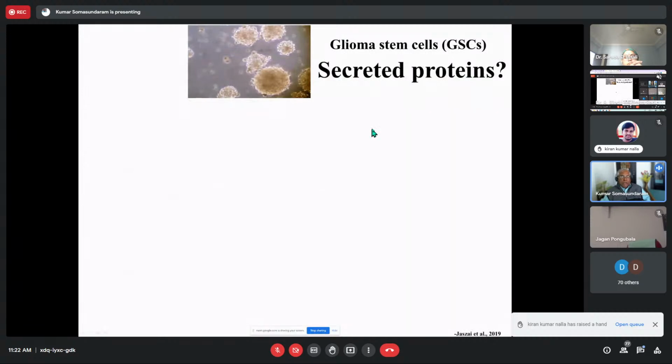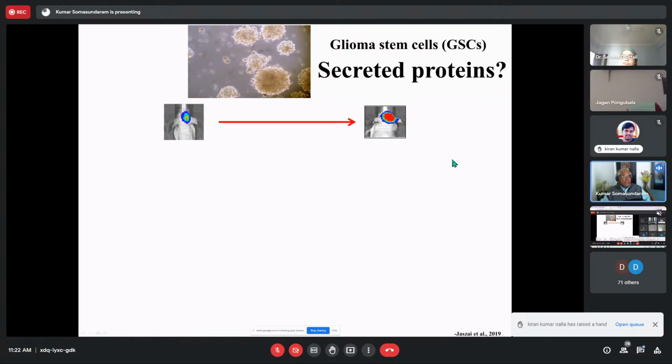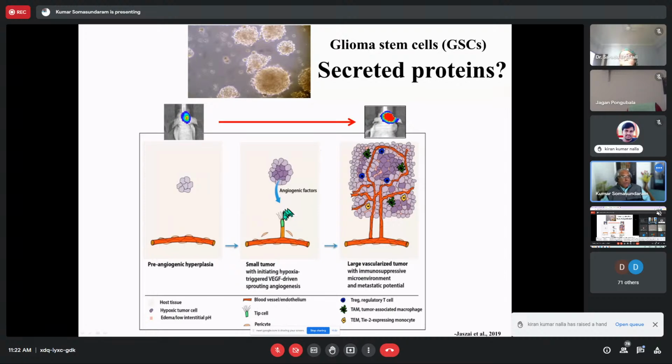So what we did is we took a bunch of glioma stem cells and the differentiated glioma cells, and we tried to look at the secreted proteins particularly. The reason why we wanted to look at secreted proteins: let's say we inject a bunch of stem cells into the brain of a mouse. For the cells to form a tumor, to make a bigger tumor like this, it's important they get angiogenesis to get the nutrients. So it is important to get the angiogenesis activated, and that probably can be done by secreted proteins much more easily than membrane or intracellular proteins, and that's the reason why we looked at secreted proteins.